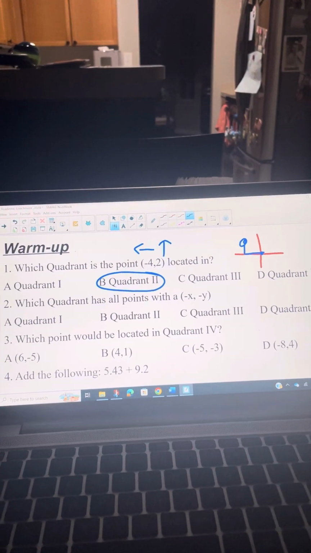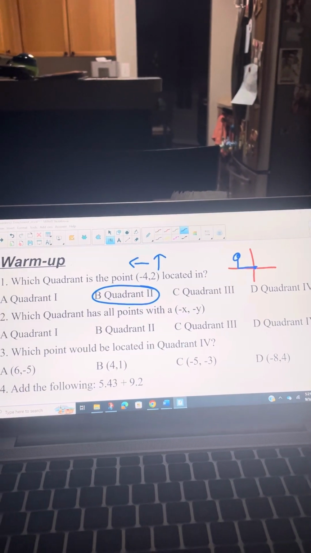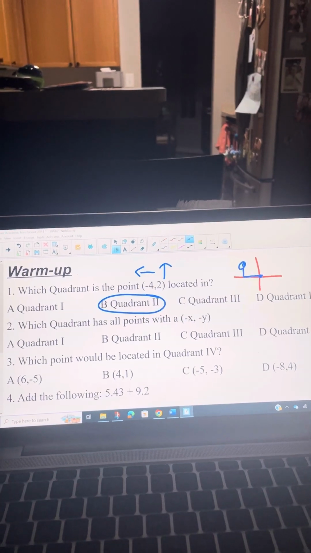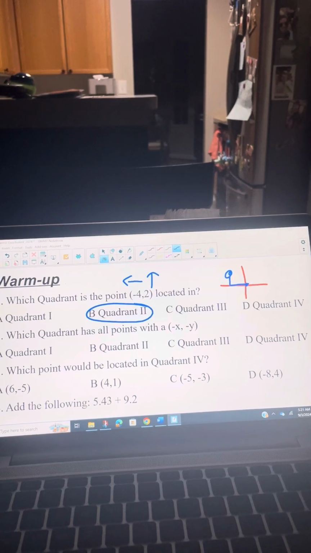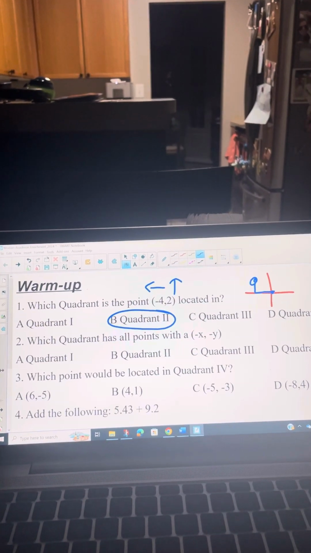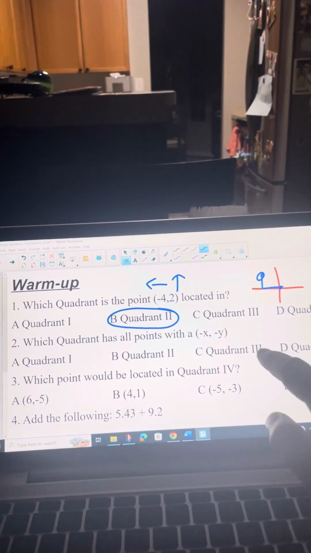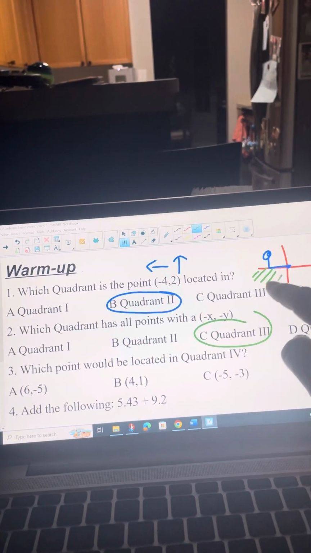The second one, which quadrant has all points with -x, -y? That means I go left and down. So like (-1, -12), or (-2, -4), or (-9, -3). Either way, they're both negative, and when both numbers are negative, meaning you move left and down, you end up in quadrant 3, which is right here.